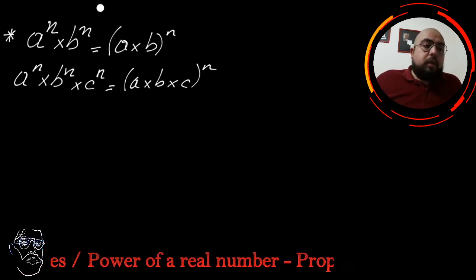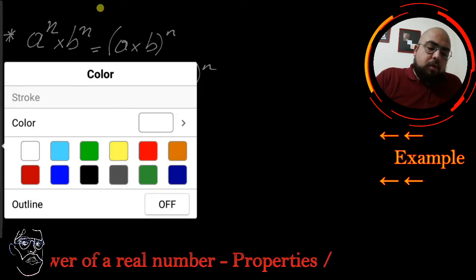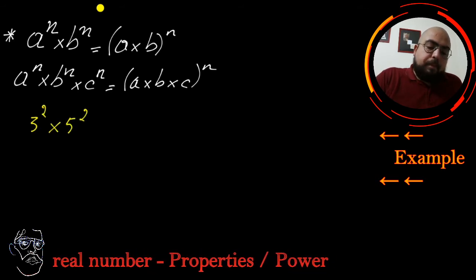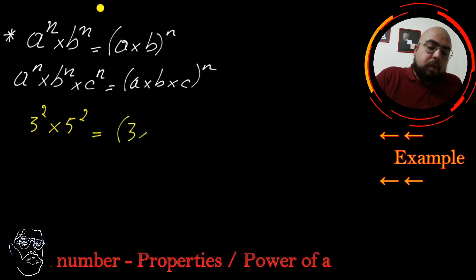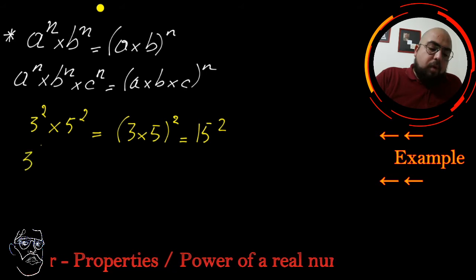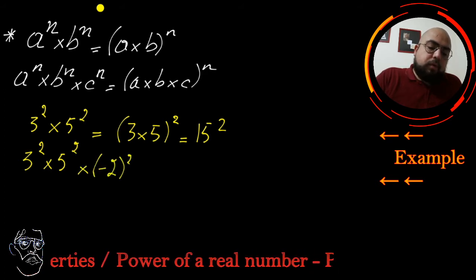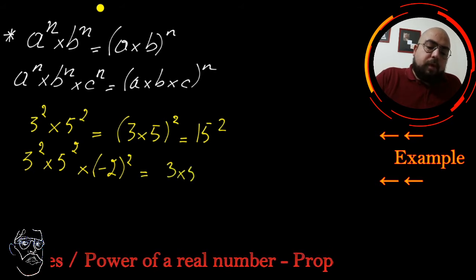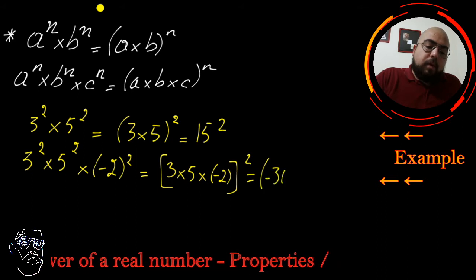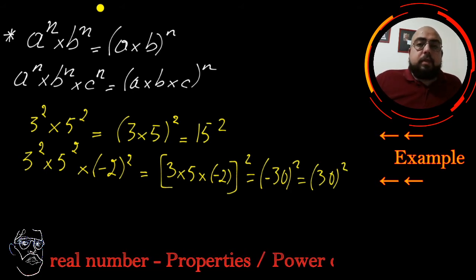So let's take directly some examples. The first one, let's say we have 3 to the power of 2 times 5 to the power of 2. In this case, it will be equal to 3 times 5 to the power of 2, which is 15 to the power of 2. What about 3 to the power of 2 times 5 to the power of 2 times minus 2 to the power of 2? Again, it will be 3 times 5 times minus 2 to the power of 2. So it will be equal to minus 30 to the power of 2, which is 30 to the power of 2. Alright, this is the first property.